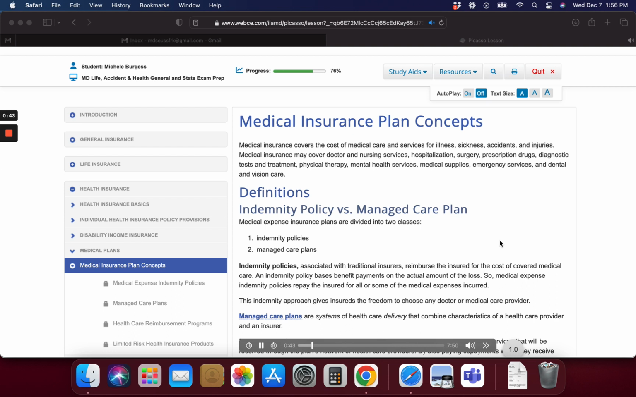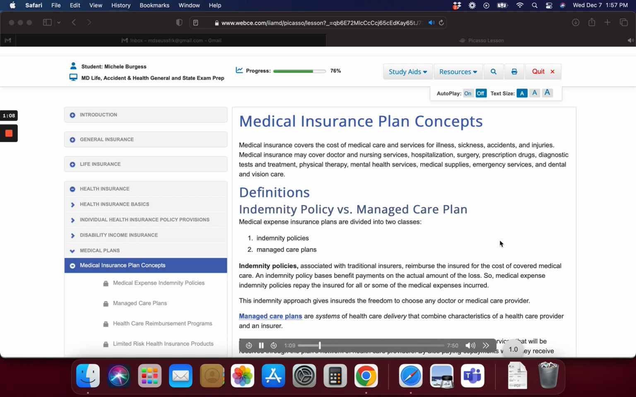Indemnity policies, associated with traditional insurers, reimburse the insured for the cost of covered medical care. An indemnity policy bases benefit payments on the actual amount of the loss. So, medical expense indemnity policies repay the insured for all or some of the medical expenses incurred. This indemnity approach gives insureds the freedom to choose any doctor or medical care provider.